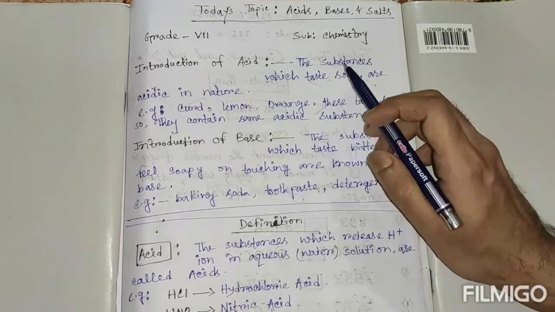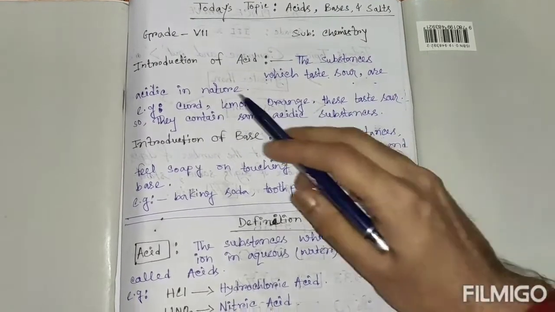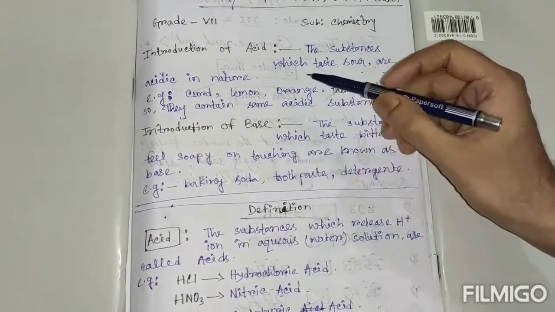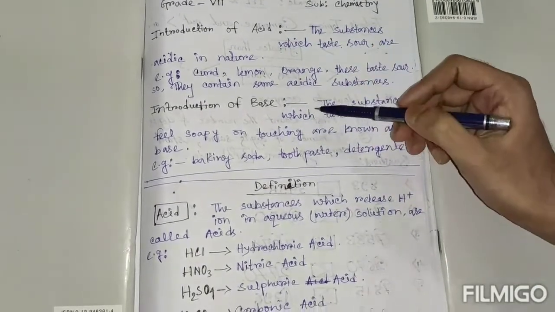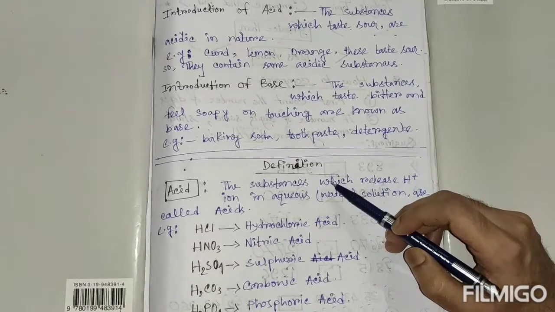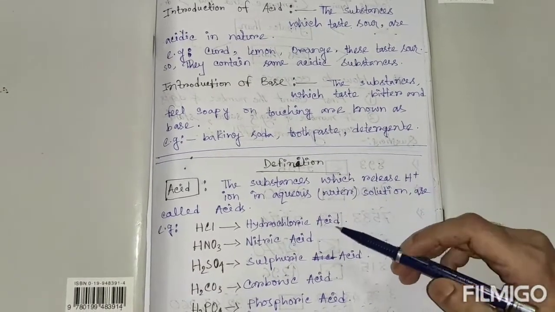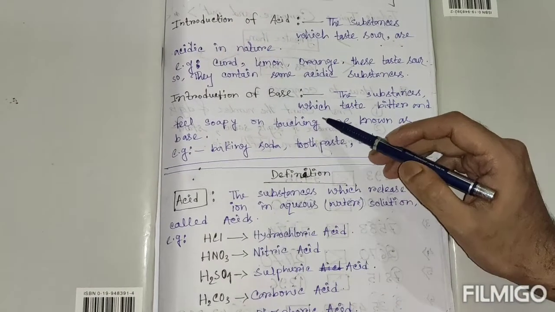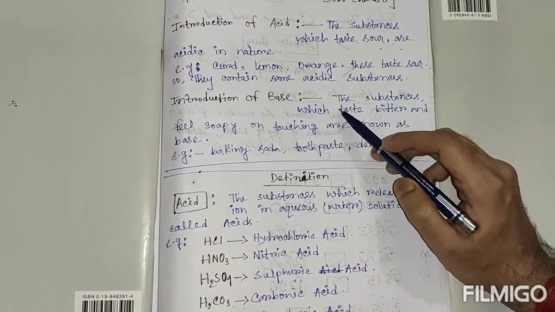Okay, let's start. So today's topic acid, base and salt, grade 7 subject chemistry. In the first part you can see this is the introduction of acid and base, and here the actual definition of acid, and we will discuss the actual definition of base. So first we will learn the basic concept of acid and base.